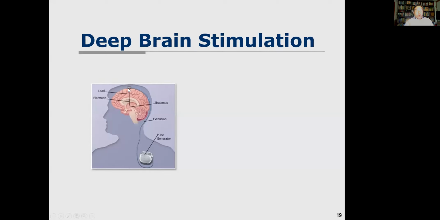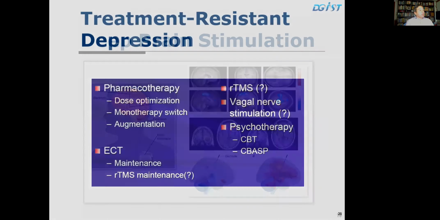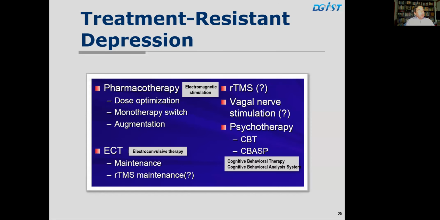And that can be done either singly or as an ongoing device, which is inserted and then connected to a battery and pulse generator down in the chest. And so this is an example of those images and the regions of the brain, and they're different, the thalamus, the basal ganglia, and so forth, different regions for different conditions.